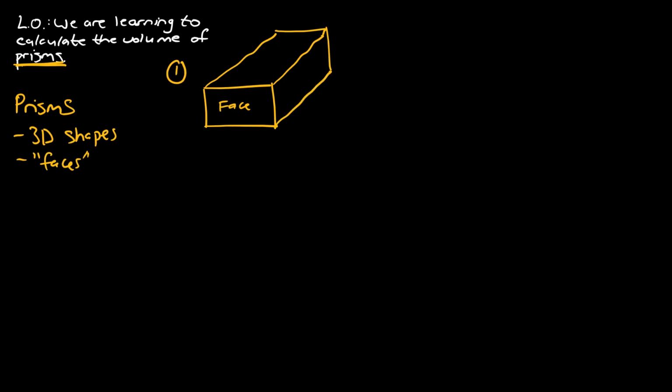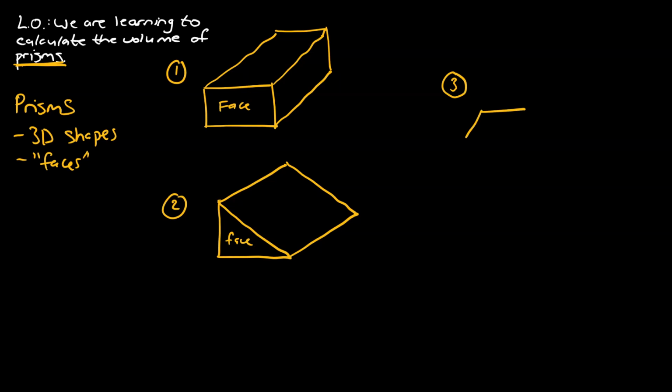So let's have a look at another one, see if that makes sense. Question 2. Here is a right angle triangle, and that is the face of our shape. And then that shape gets extended back like that. Hopefully that makes sense as well. And then question 3, let's draw up another one. There is a trapezium, and that trapezium is the face of the shape, and we'll see that gets extended back as well.